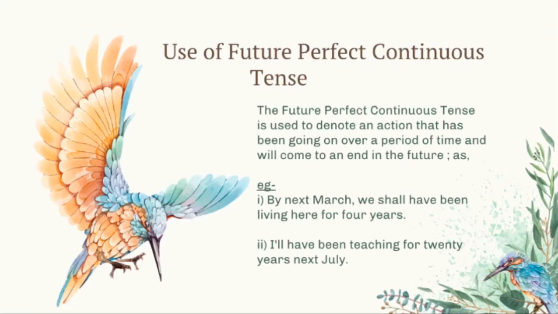So it denotes some action that is already going on and it will come to an end in the coming time. Second example, I will have been teaching for 20 years next July. Same thing, children, I'm already teaching and by the time next July comes, I'll complete 20 years of teaching. So an action is already going on and it will come to an end in the future.